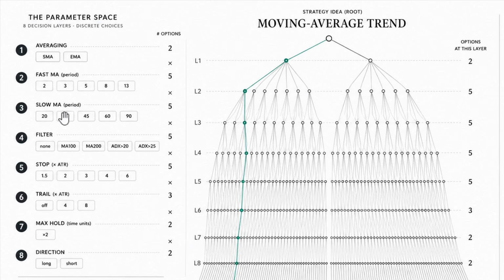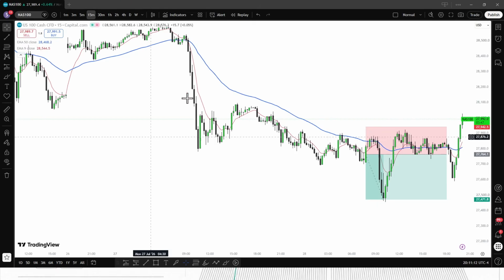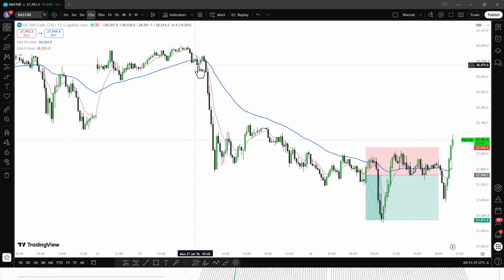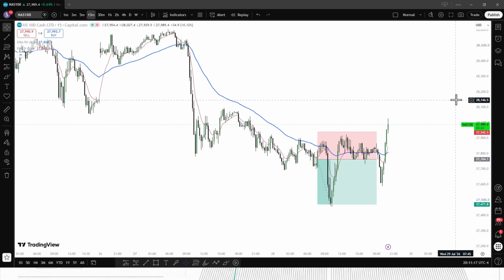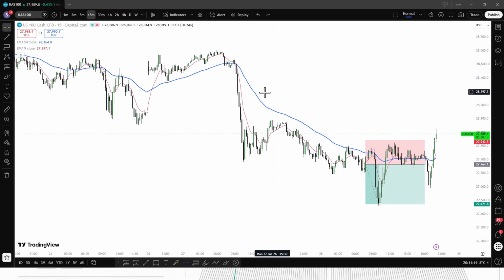A slow moving average is basically the same thing as this one, but we're going to use higher values: 20, 30, 45, 60, and 90. As you can see on the chart, for example, this one is the EMA 50, and you can see why it is slow, because it doesn't react and change to these kinds of shifts in structure. Okay, it gives you the bigger picture.